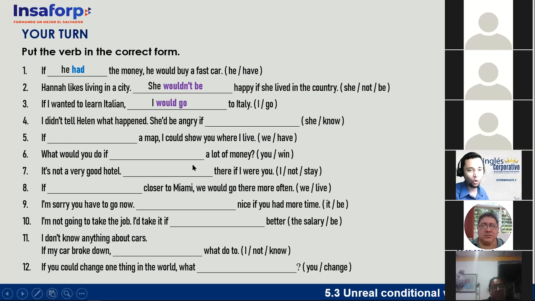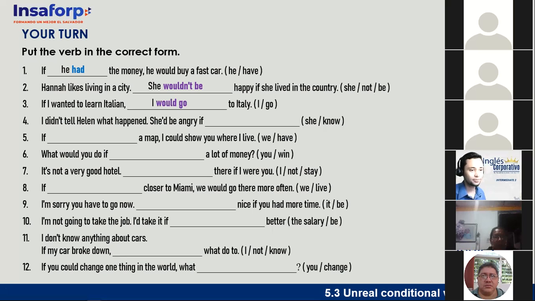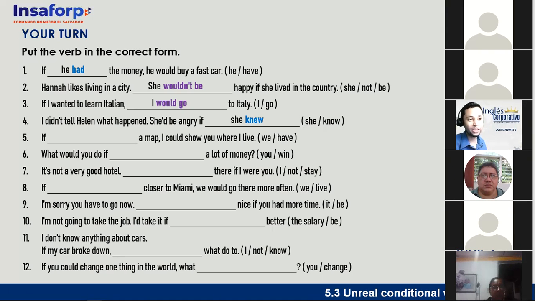Ciro, number four. I didn't tell Ellen what happened. She'd be angry. If she knew a lot of money, what is that? No, she'd be angry if she knew, right? Yeah, she knew. Ok, se cruzaron las preguntas ahí. Ok, I didn't tell Ellen what happened. She'd be angry if she knew. Ok, thank you very much.